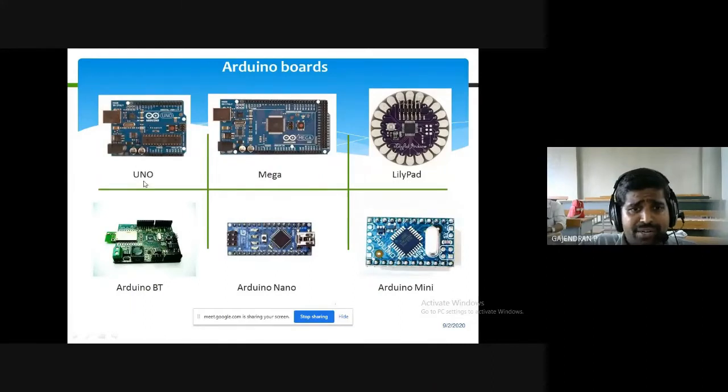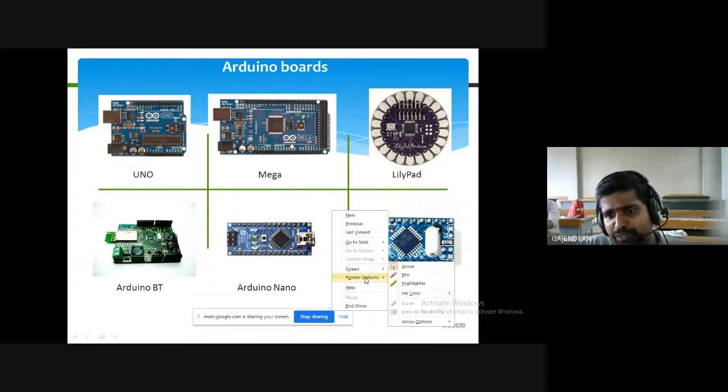One is Arduino Uno, Arduino Mega, LilyPad, Arduino BT, Arduino Nano, Arduino Mini. Can anyone type it in chat box? What is the difference you are finding in these from the images? See, simply take these 2 units, Arduino Uno and Mega. What are all the changes between these 2 boards? Can anyone type it in chat box? Else you can unmute and answer also.